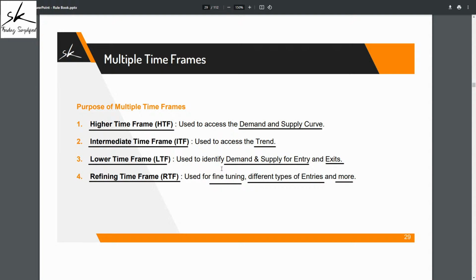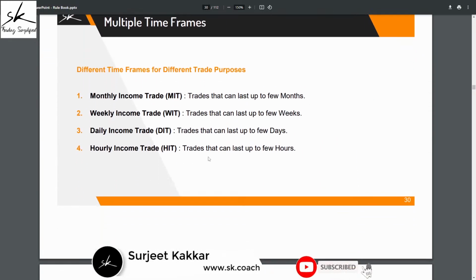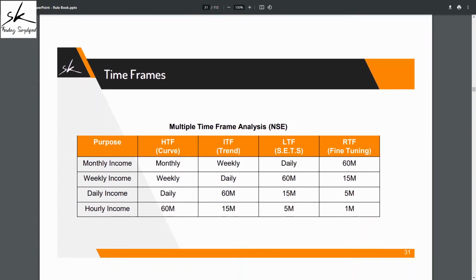Next, what are the 4 different purposes of trades? We have already talked about it. What is HIT, DIT, WIT, and MIT? So now the question comes that for every purpose of trade, what time frames will I be using? And you get the answer from this table.